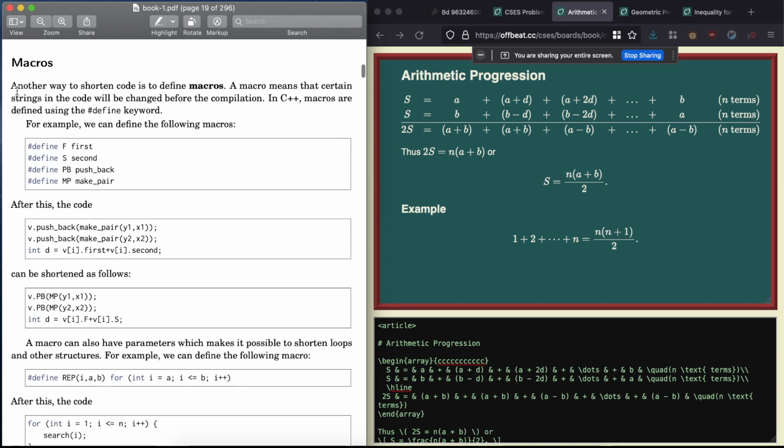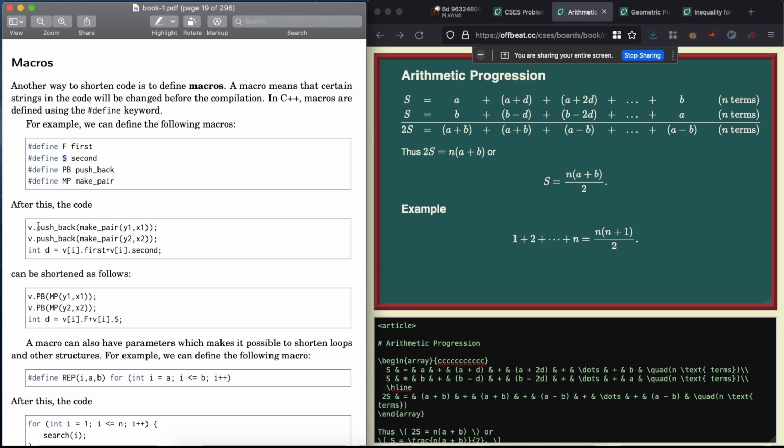Macros. Another way to shorten code is to define macros. A macro means that certain strings in the code will be changed before the compilation. In C++, macros are defined using the #define keyword. For example, we can define the following macros. So capital F for first, capital S for second, and so on. I'll not read through everything. Let's see how it is used.